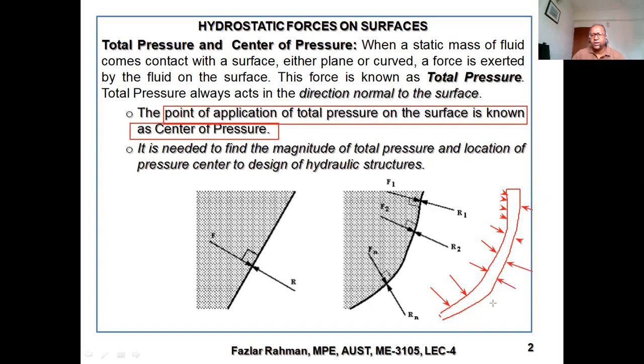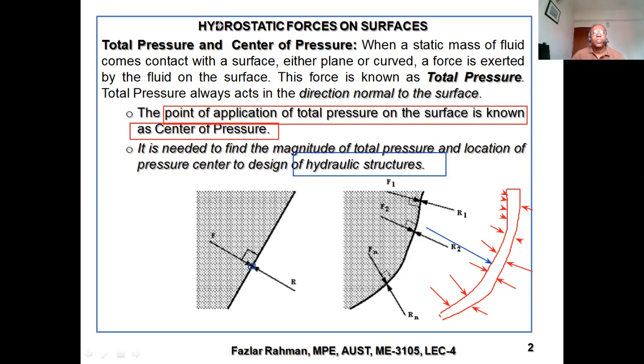Now, the resultant of this force might work through a point, say this point. The location of this point is called center of pressure. It is needed to find the magnitude of total pressure and the location of the pressure center to design hydraulic structures. Hydraulic structures means those structures submerged under fluid or floating on the fluid. So right over here, it is showing that the resultant force is working through this point, and you can put a reaction right over here.